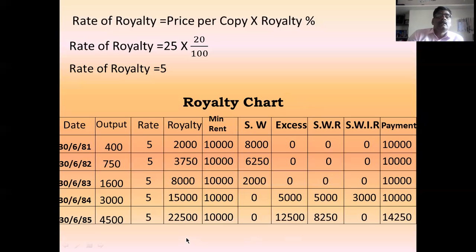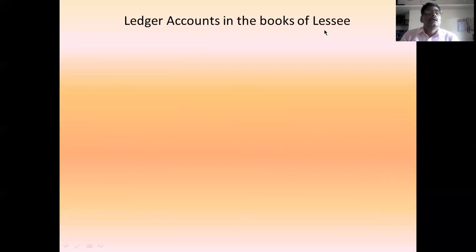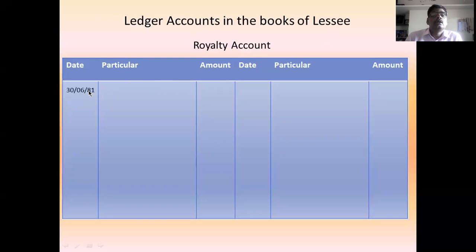Okay. Then we see the accounts. Ledger accounts in the books of lessee. Lessee is the publisher, Saraswati Publisher. First account is royalty account. In the royalty account, you write the year and date. Debit side, to lesser. I will take the name of lesser. Credit side, by P&L account. Then date, year and date, then amount, royalty column amount. Remember once again.